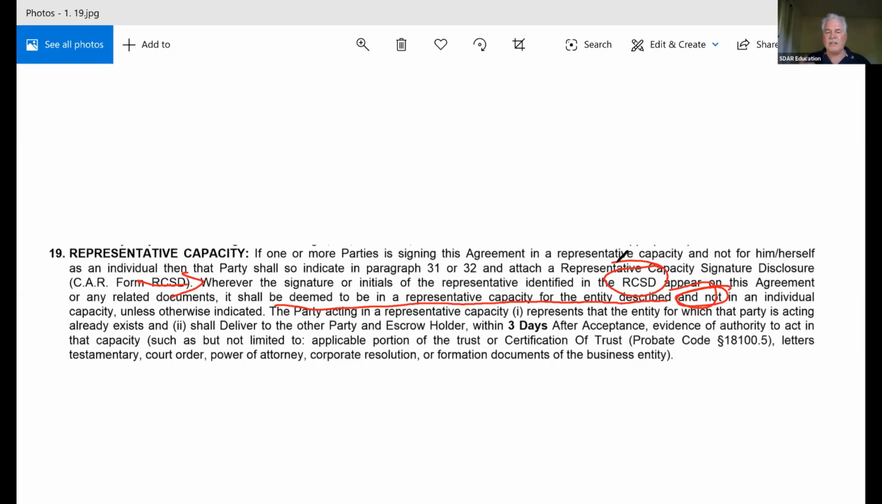So what this says is everywhere that the seller signs as an individual, they are signing on behalf of their authority to sign on behalf of the trust. Okay, so I'm excited to show you the form and how to fill it out.